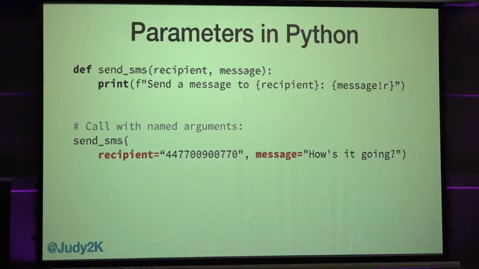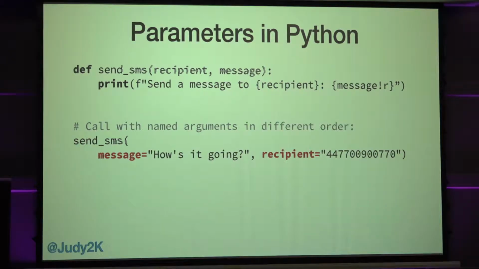Here we are passing the value for the recipient parameter by name and the message parameter by name. When you do this, they don't have to be passed in order. So we can reverse the order and pass the message first and the recipient second. They will just be assigned to the correct named parameter that will be bound to that parameter when it's called.